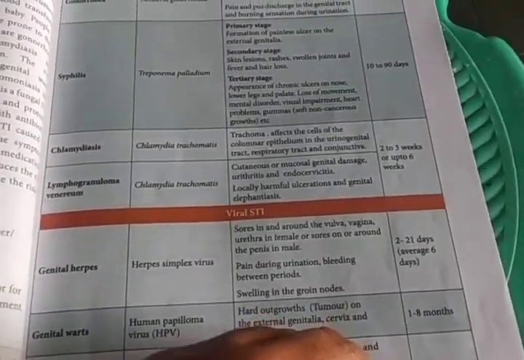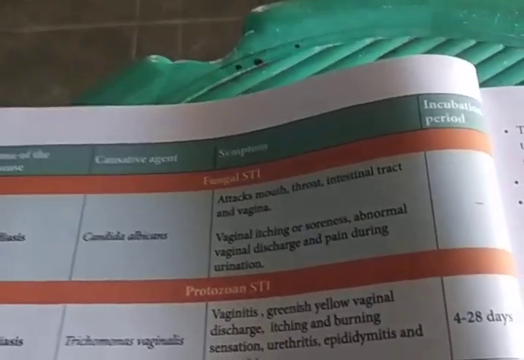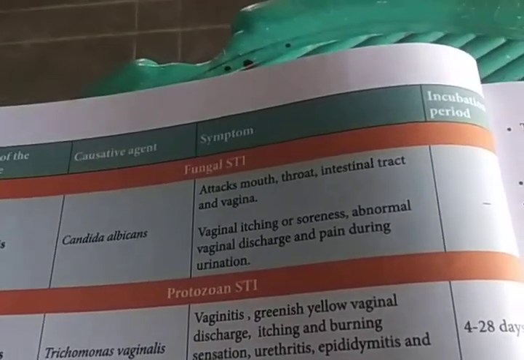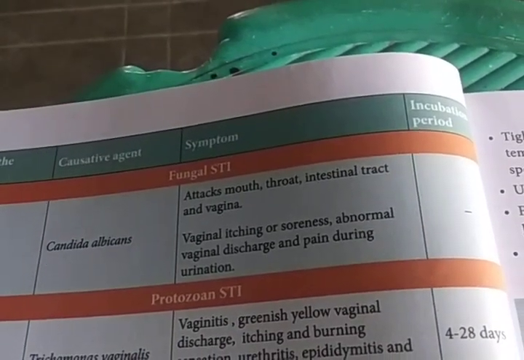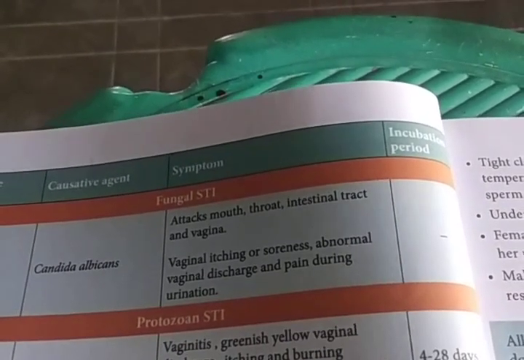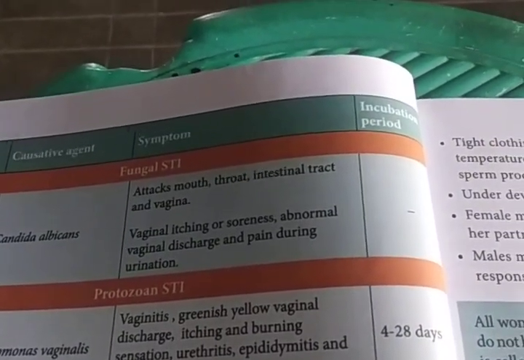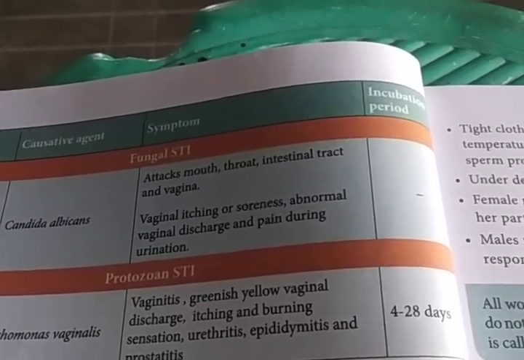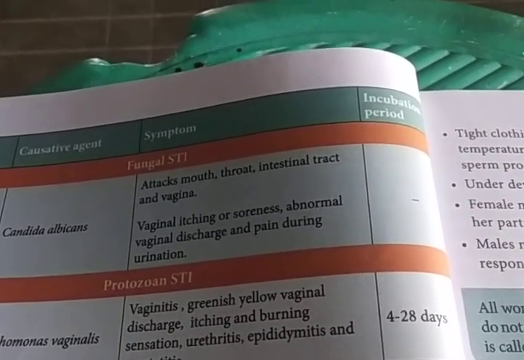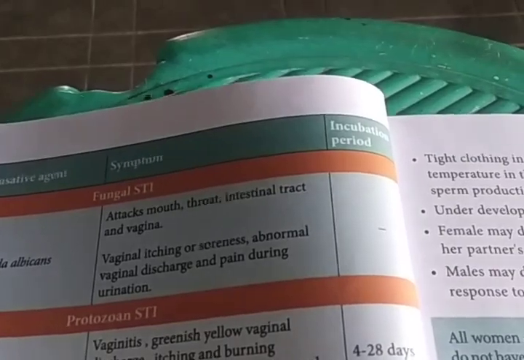Okay. Next we are going to discuss fungal disease, candidiasis, caused by Candida albicans. It attacks the mouth, throat, intestinal tract and vagina, mainly the intestinal tract (alimentary canal) and the vagina. Symptoms: vaginal itching or soreness, abnormal vaginal discharge and pain during urination. It affects mostly females. There is no incubation period.